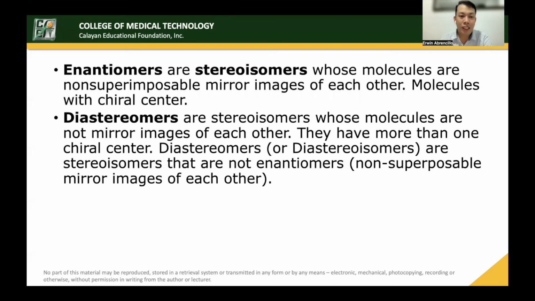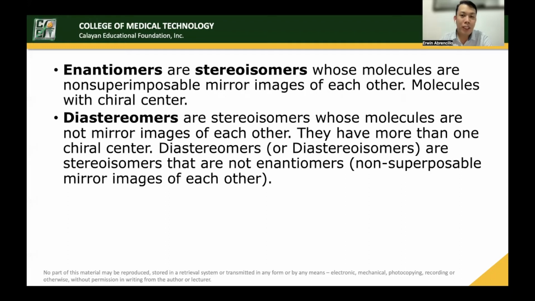So what's the difference between the two? Enantiomers are stereoisomers whose molecules are non-superimposable mirror images of each other. They are known to be molecules with a chiral center. On the other hand, diastereomers are stereoisomers whose molecules are not mirror images of each other. You have to remember: enantiomer, mirror image; diastereomers are not mirror images.